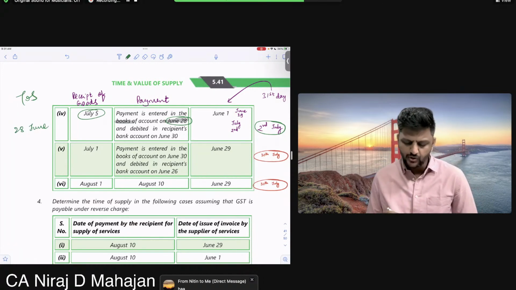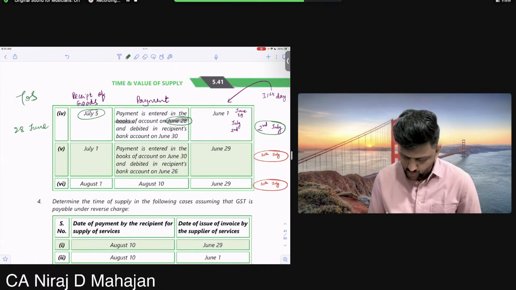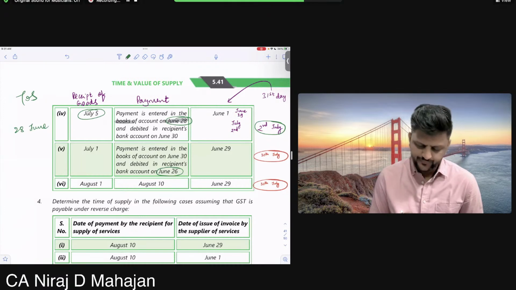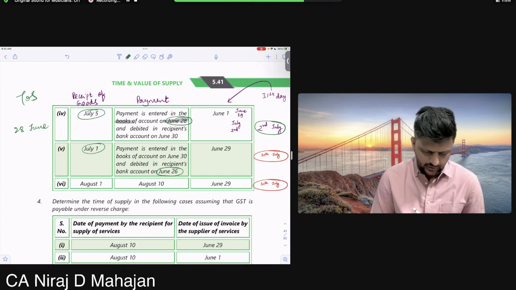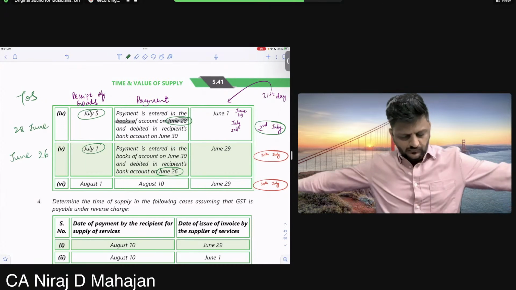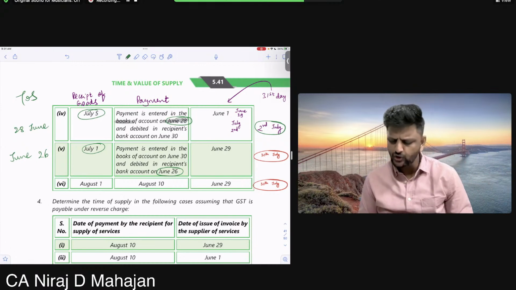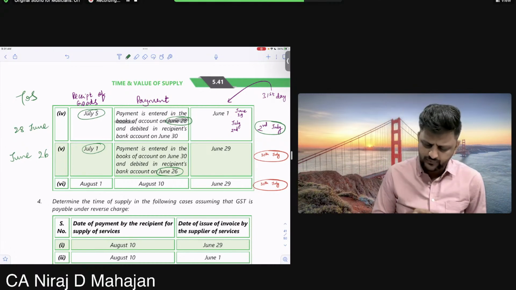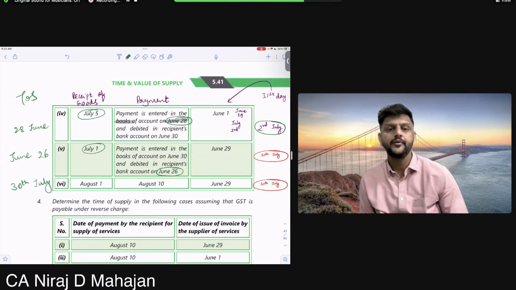Next case, payment is entered in the books on 30th June, but debited on 26th June. So I'm going to compare now 26th June with goods received date and the 31st day from the invoice date. So 26th June. First August, 10th August, and 30th July. Then last example, 30th July. Ultimately, there's the answer, 30th July.